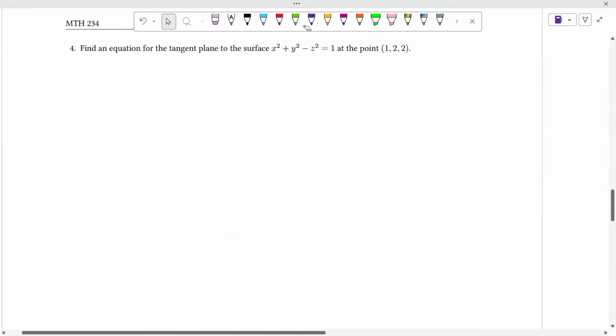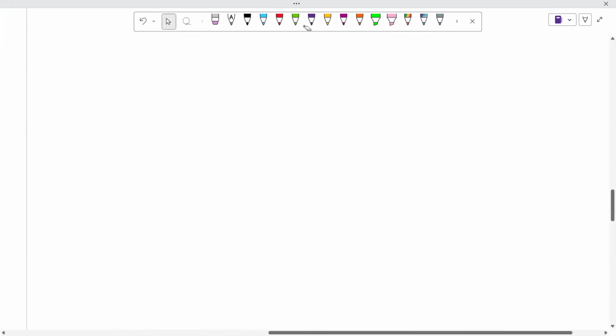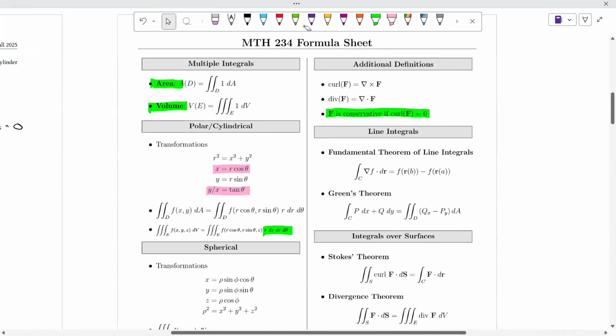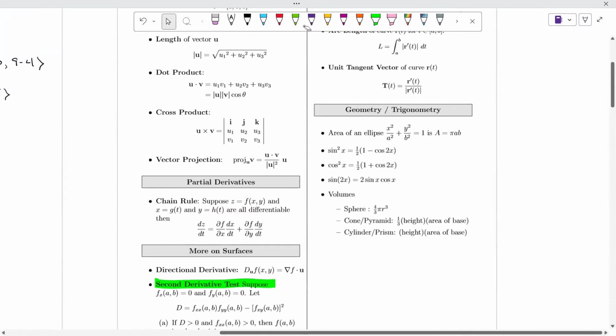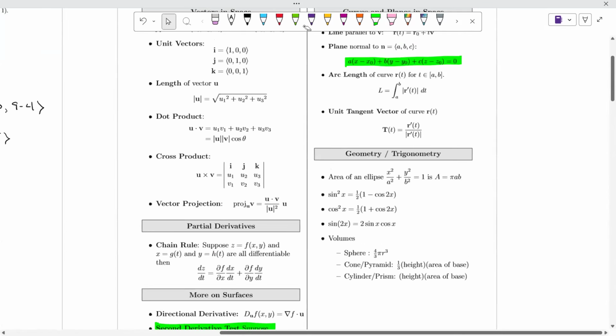All right, next up, another plane question. This time we want the tangent plane for the surface x squared plus y squared minus z squared equals 1 at the point 1, 2, 2. So let me just scroll. Let's just check our formula sheet real quick, see if it's got anything for us.